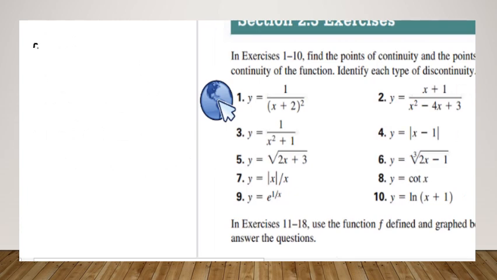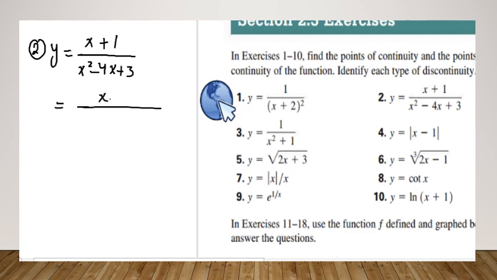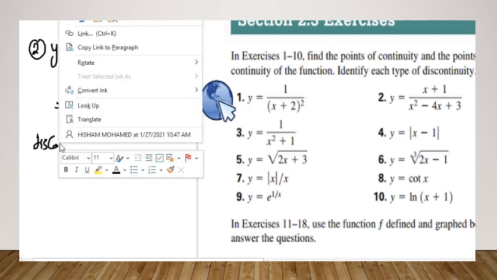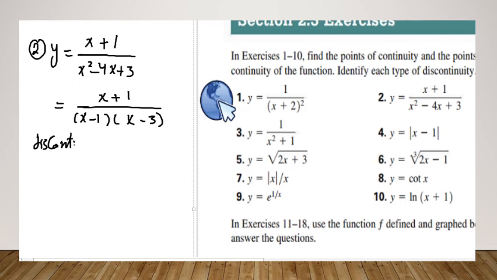For number 2, the function y equals x plus 1 over x squared minus 4x plus 3, which can be written as x plus 1 divided by x minus 1 times x minus 3. So I have two discontinuity points. The function is discontinuous at 1 and 3. Why? Because I can't plug in x with 1 and 3.